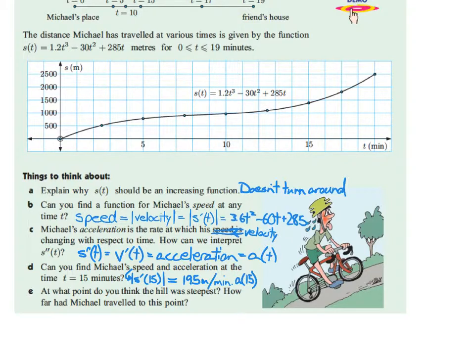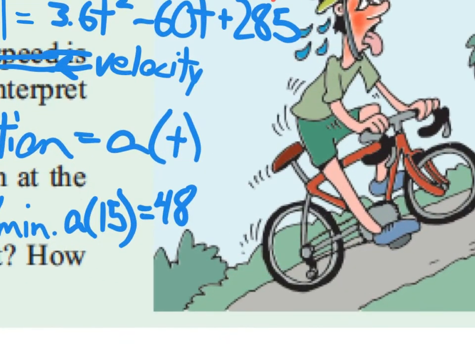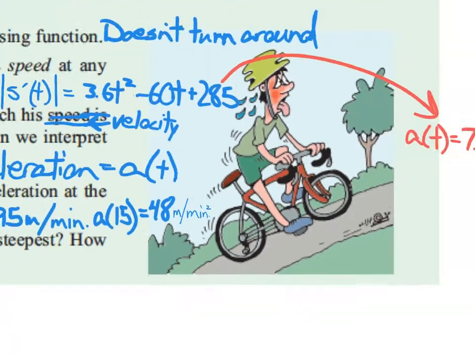The second derivative is what? 7.2t minus 60, yeah. So 7.2 times 15, what do we get? For my final answer, I got 48. 108. You got 48, okay? And that would be what units of measure? Meters per minute squared. Meters per minute squared, yeah. Okay?